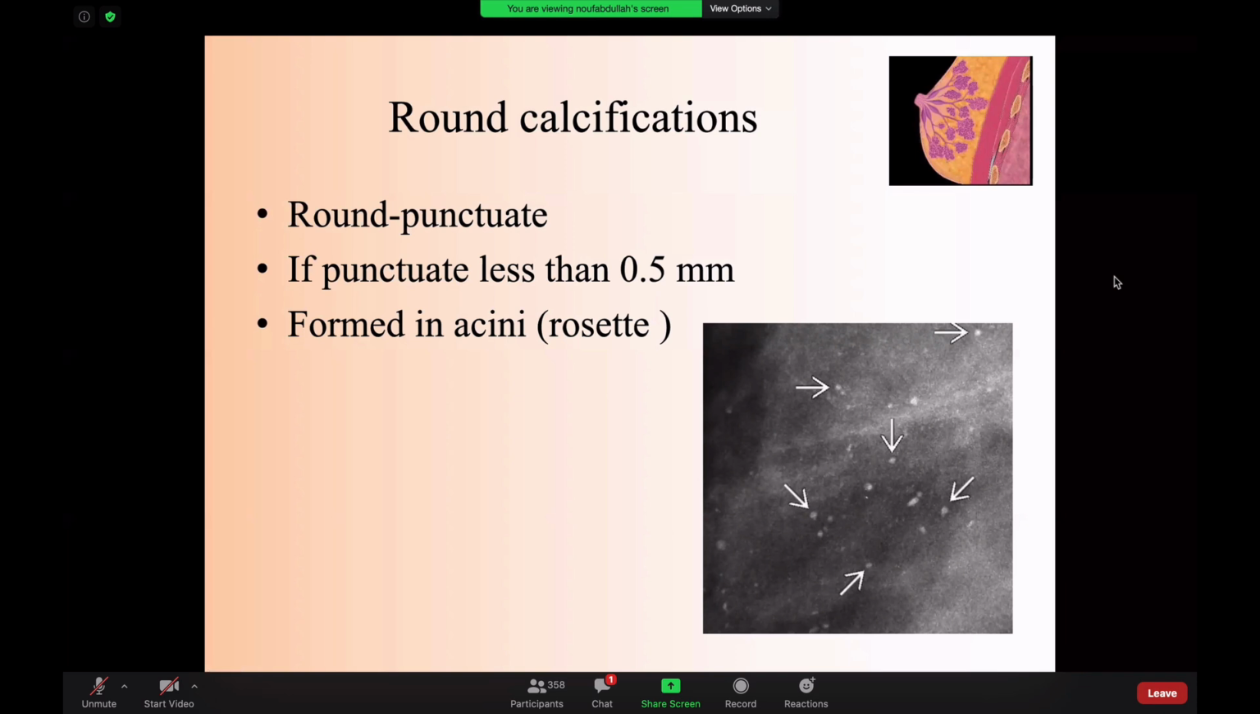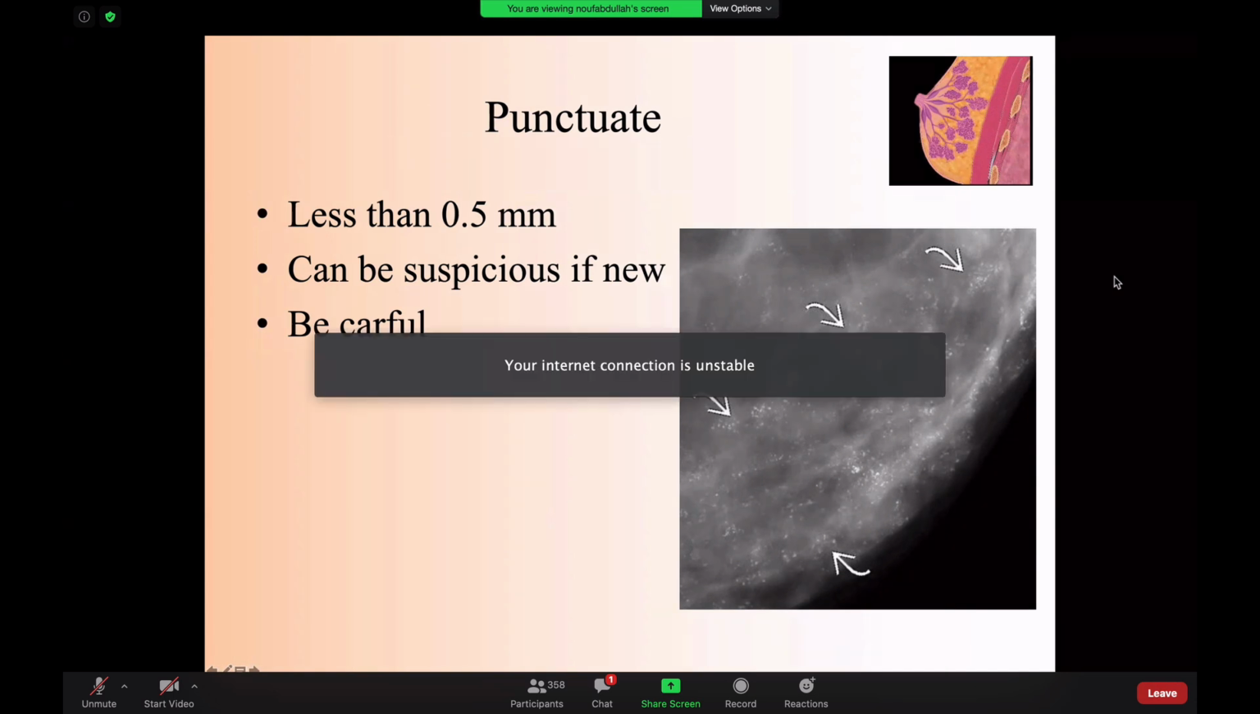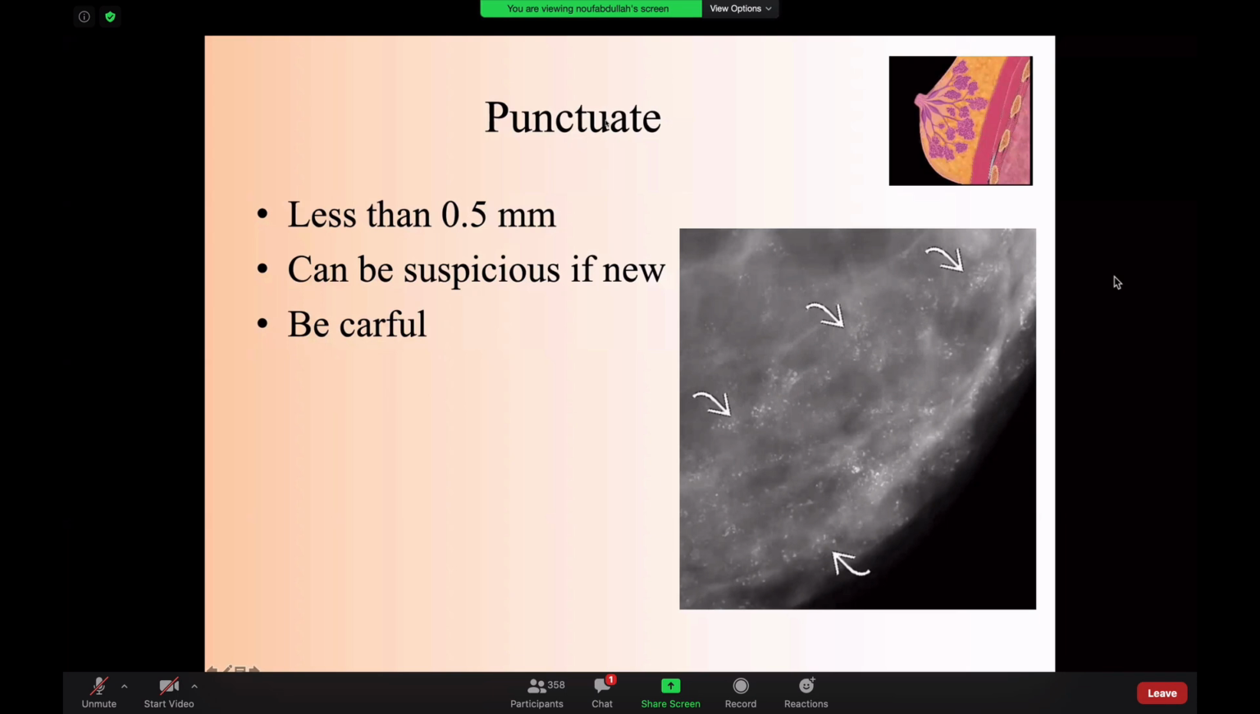Round calcification, it's self-descriptive. They are very well defined, rounded. They are usually benign. If you see the typical rosette, BI-RADS. Punctate, these are the ones that I say are very tiny and usually round. Punctate can be benign or malignant, so you have to be careful.